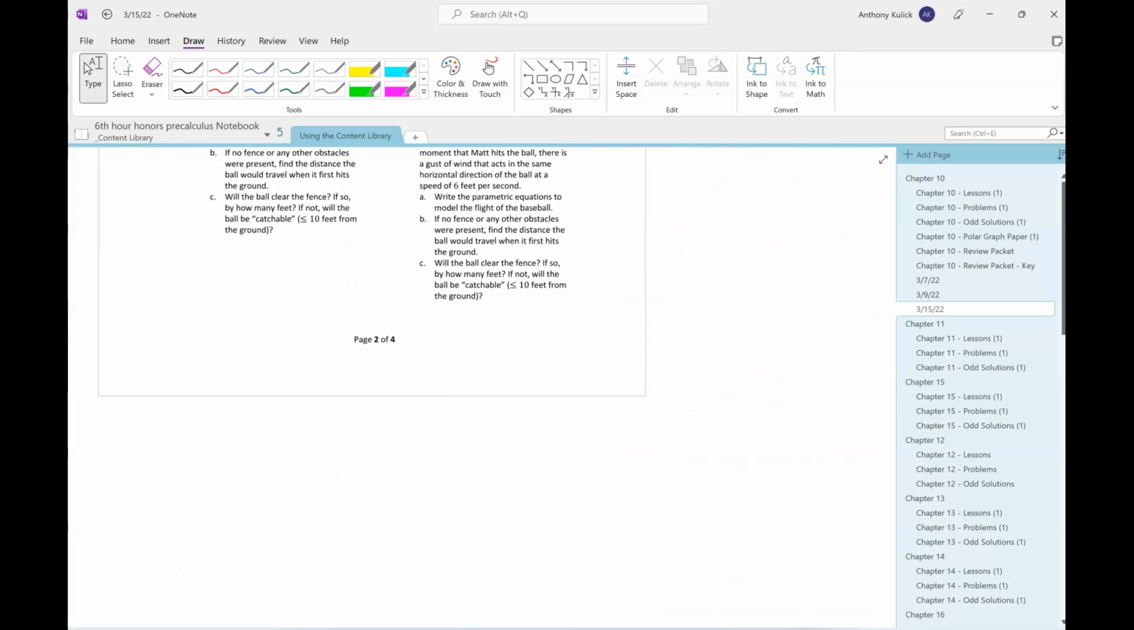So today we're going to do section 10.3, where we're going to start talking about polar functions. But before we can talk about polar functions, we really have to introduce the idea and define the polar coordinate system.